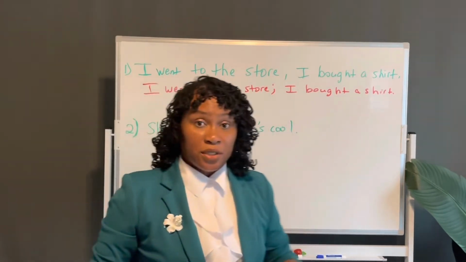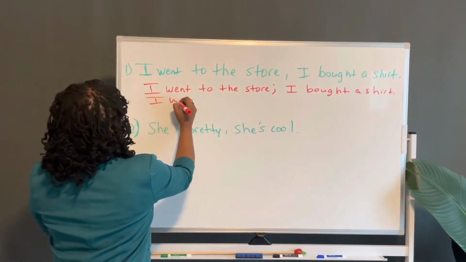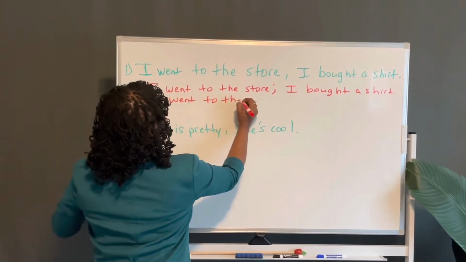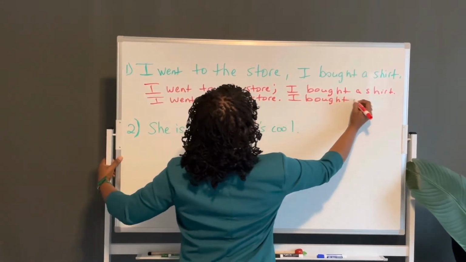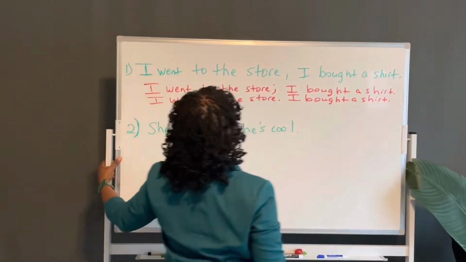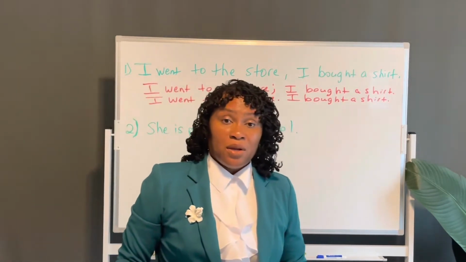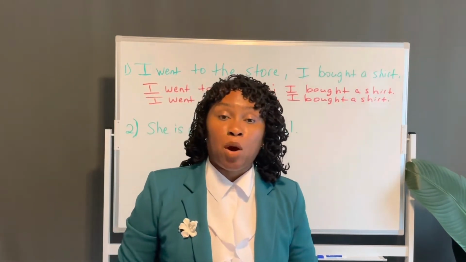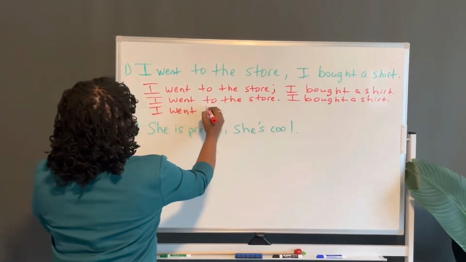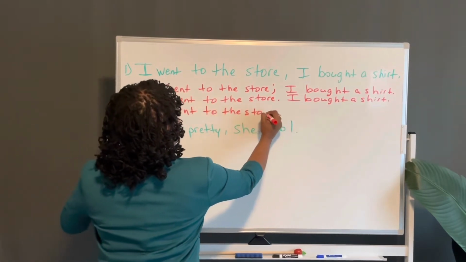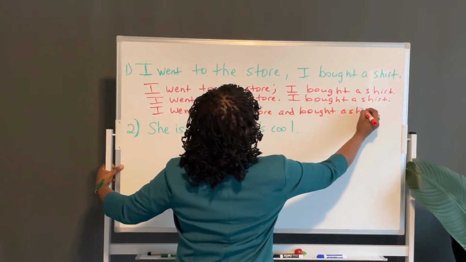Now, you can just separate the sentences with just a period. I went to the store. I bought a shirt. Okay? Now, you can also say I went to the store and bought a shirt. Now I'm going to show you how that works. I went to the store and bought a shirt.